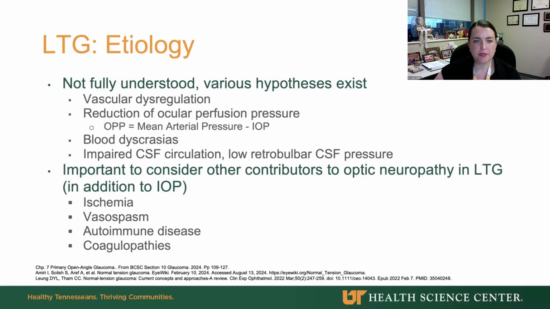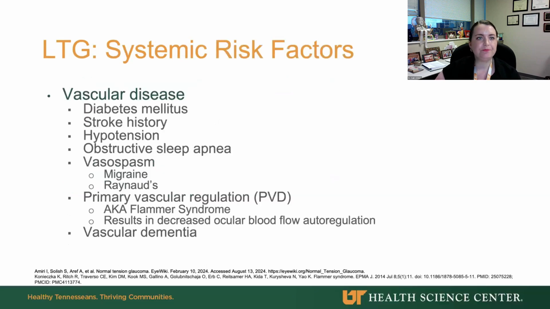Still others think there is perhaps a component of impaired CSF circulation or low retrobulbar CSF pressure contributing. So in these patients you do have to think about what other factors may be contributing to optic neuropathy in addition to IOP, which could be lowered. So specifically ask and inquire about ischemia, vasospasm, autoimmune diseases, and coagulopathies.